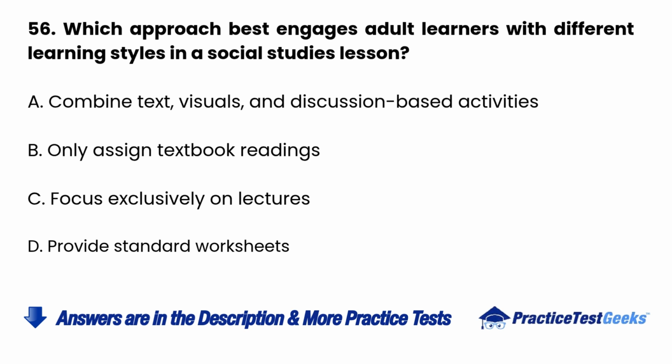56. Which approach best engages adult learners with different learning styles in a social studies lesson? A. Combine text, visuals, and discussion-based activities. B. Only assign textbook readings. C. Focus exclusively on lectures. D. Provide standard worksheets.